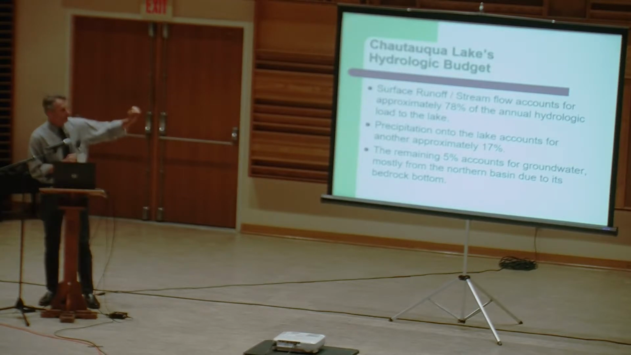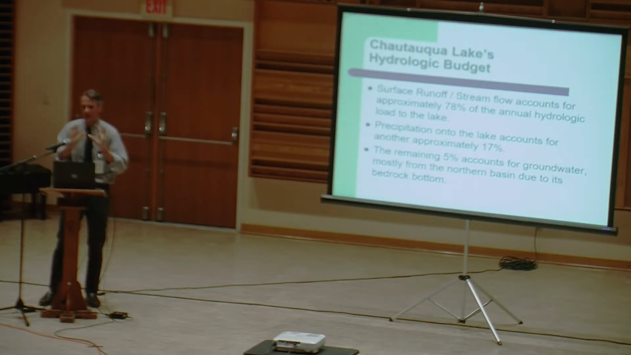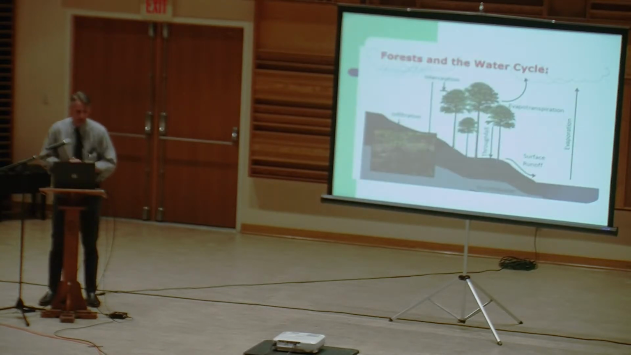So that surface runoff, stream flow, 78%, that's part groundwater but mostly surface runoff. Precipitation accounts for 17%, and then your deeper groundwater aquifers account for the remaining 5%. So the vast majority of your water is running over the watershed.